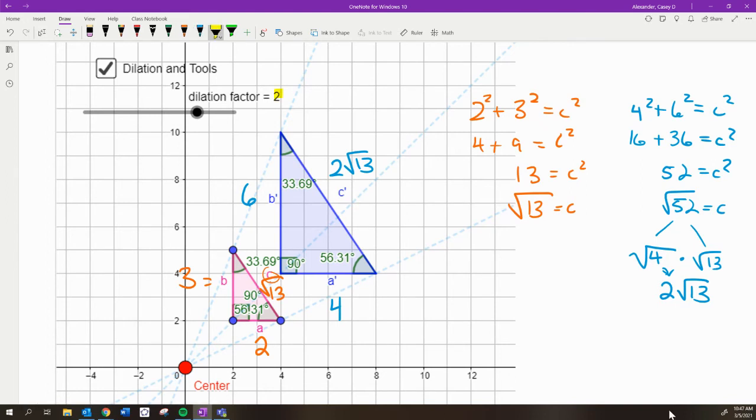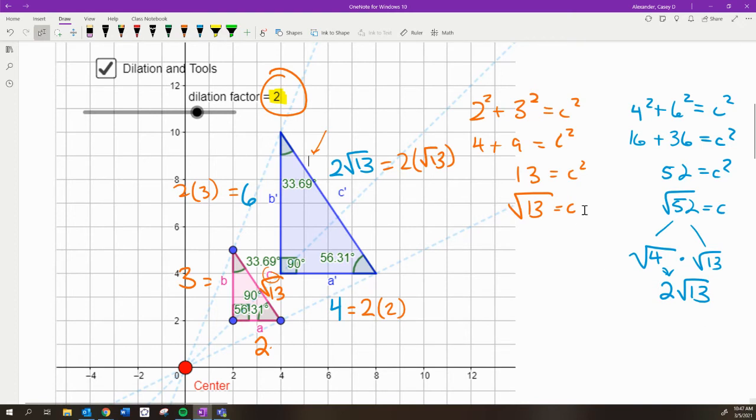So what I want to highlight for you is that with a scale factor of 2, this side A was 2 times the original value of 2. This was 2 times the original value of 3. And this was 2 times the original value of the square root of 13. In other words, the three sides of the blue triangle are just double the length of the three sides of the pink triangle, and that is with a scale, or a dilation factor of 2. And if that dilation factor was 3, you could bet that these would all be triple that length.